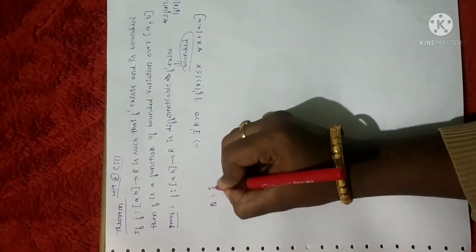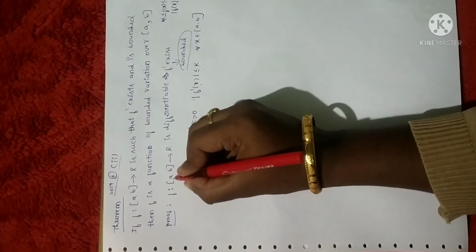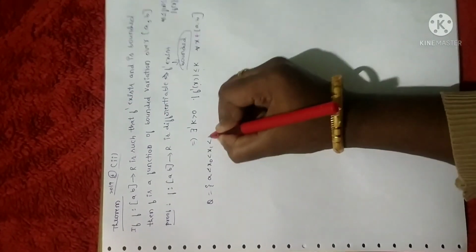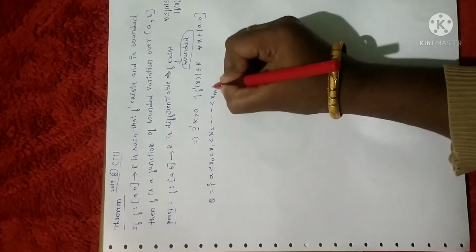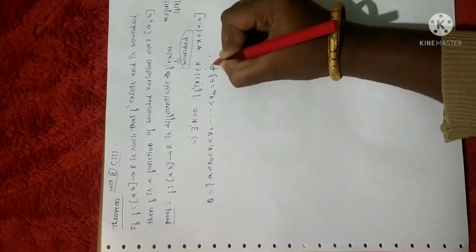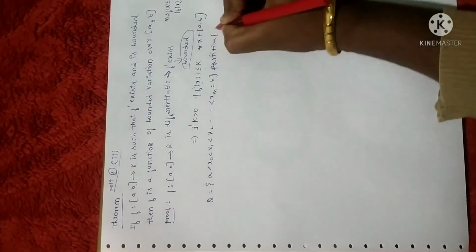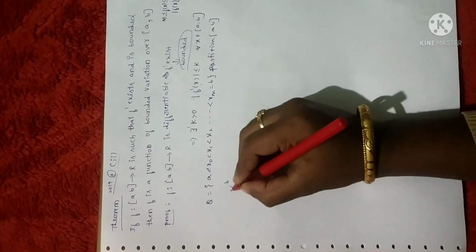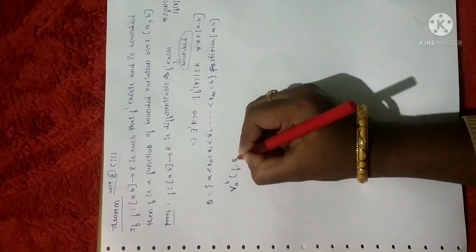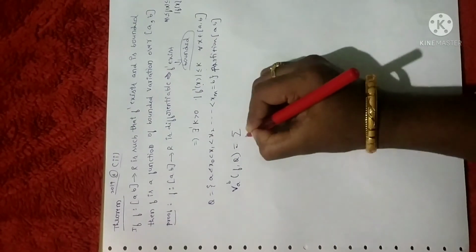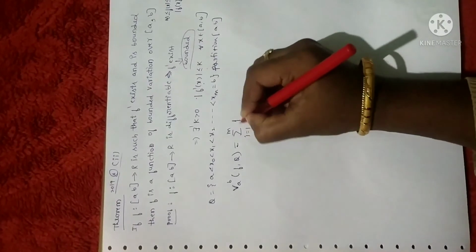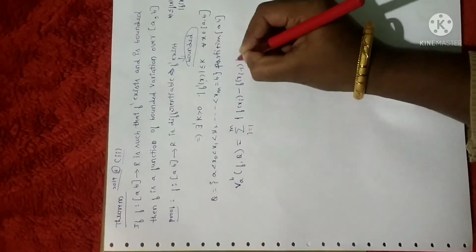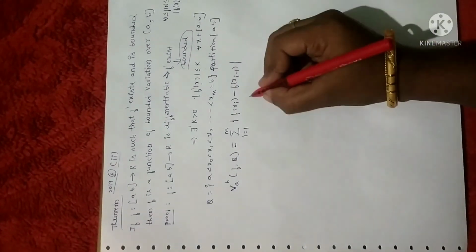Now let me consider a partition Q as usual. We divide this interval into n partitions: x0, x1, less than x2, and so on, up to xm, which is equal to b. This is a partition of the interval [a, b]. Now the definition of a function of bounded variation is given by V(a, b) of f with reference to the partition Q, which is the summation from i equal to 1 to m of the absolute value of f of xi minus f of xi minus 1. Don't forget to put the absolute value.